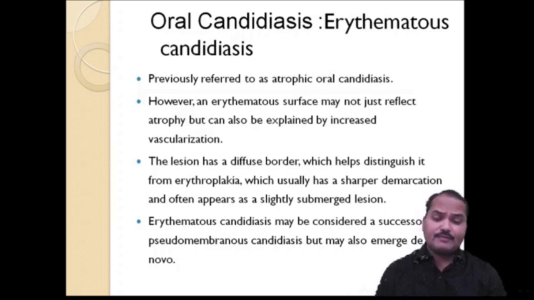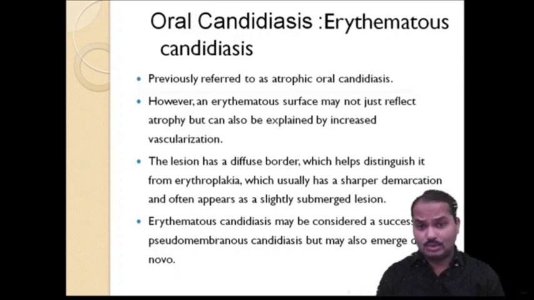The lesion in this type of candidiasis has a diffuse border which helps in distinguishing it from erythroplakia. So the differential of erythematous candidiasis is made with erythroplakia, which usually has a sharper demarcation and often appears as a slightly submerged lesion. If we have a reddish area which is very sharply demarcated, we'll call it erythroplakia rather than erythematous candidiasis. Erythematous candidiasis can be considered a successor to the pseudomembranous type.